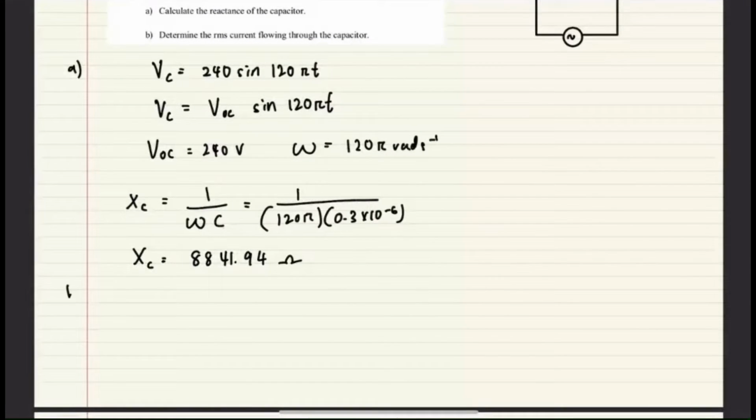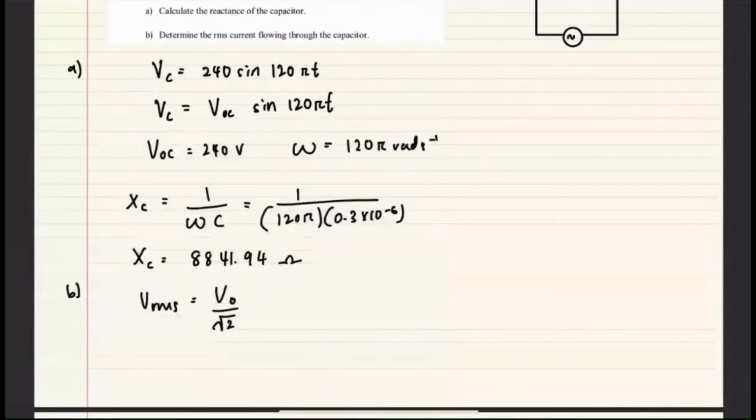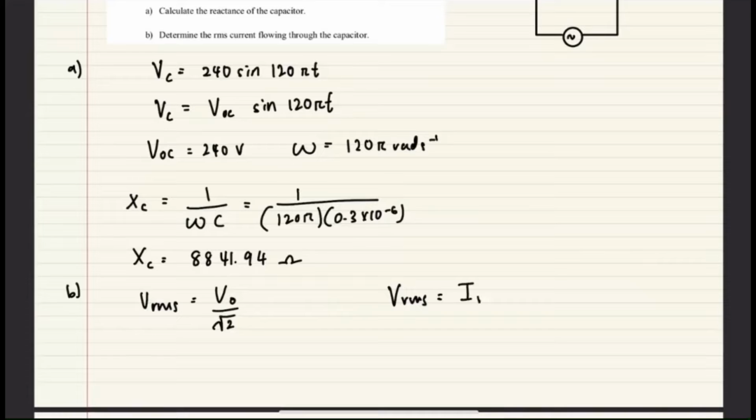Okay, yang B pula. Okay, since they give you V not C tu, ni daripada equation you can straight away find the punya VRMS. So you know that VRMS sama dengan V naught over the square root of 2. Okay, once you get the VRMS, you can use the VRMS equals to IRMS capacitance, so IC lah.